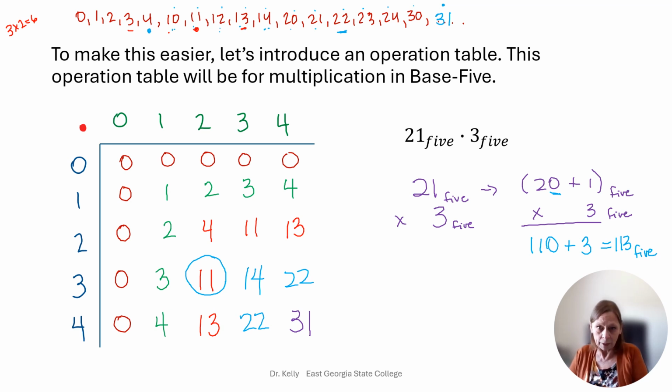There's another way we can do it. We can do it kind of like our regular algorithm. 3 times 1 is 3. 3 times 2 was 11 in base 5.